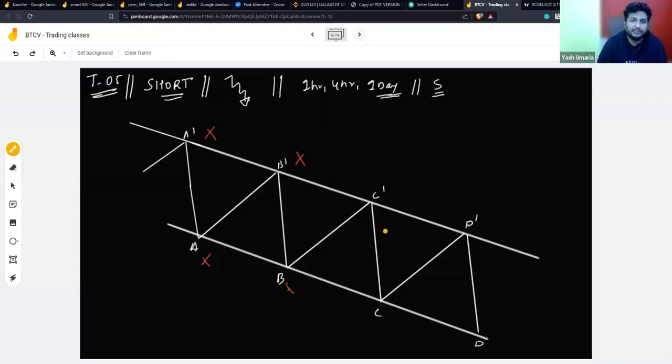So again, you will enter at the top. When I say enter, it means sell. Why? Because it's a short position. And you can buy back right here. That means exit. And then a stop loss.